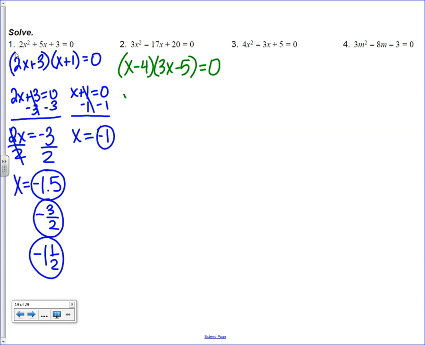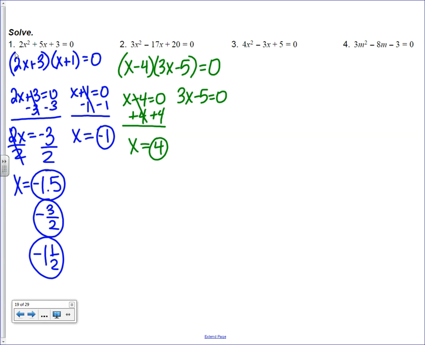So, Luke, I'm going to go ahead and say x minus 4 has to be equal to 0, or 3x minus 5 has to be equal to 0. How do you solve that first one, sir? We add the 4 over. So x is 4. Wonderful. How do I solve the second one, sir?